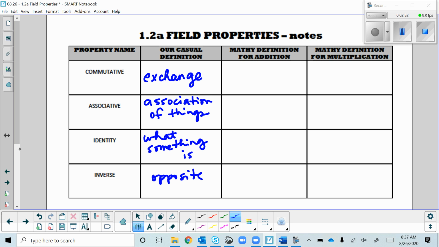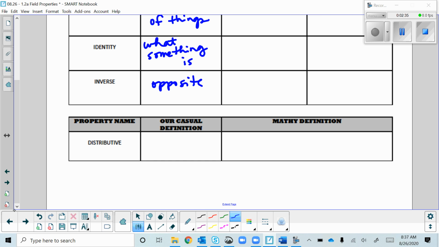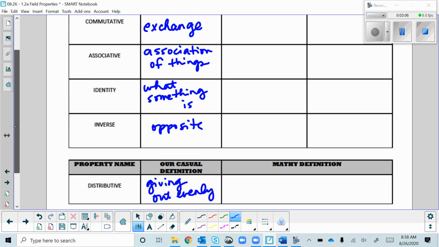And then for distributive, a casual definition we've come up with over time, and again, these are all things I have written down from past students. If we were in class together, I would give you time to come up with these and we would talk about what you came up with. Giving out evenly is a way of thinking about distributive. The reason I wanted you to think about what these words mean in regular conversation is because I want you to use those as an association for the math definitions that I'm about to give you.